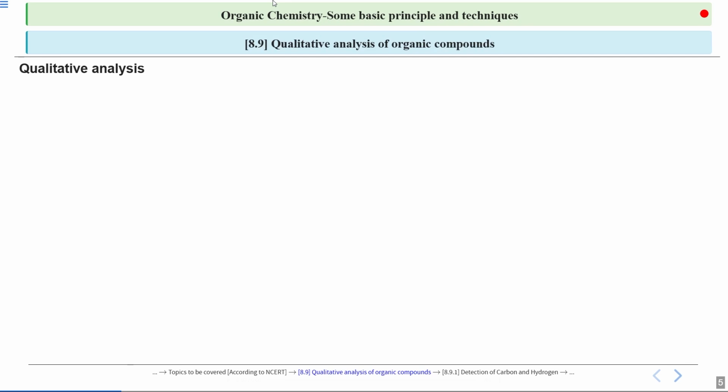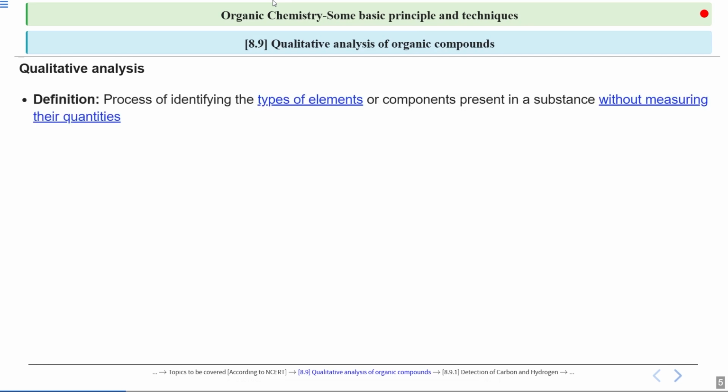Now, let's start with the detection of carbon and hydrogen. If I simply define qualitative analysis, it is the process of identifying the type of elements present in a given organic compound. We don't have to worry about their quantity. We only have to know which species are present in the given organic compound.